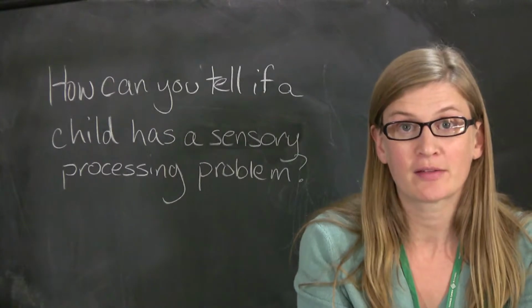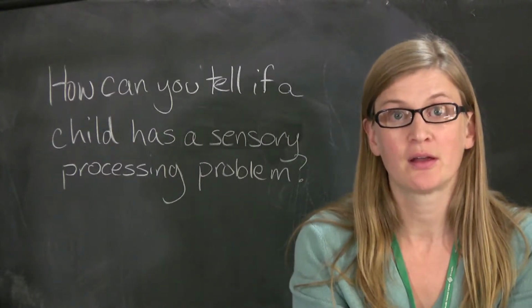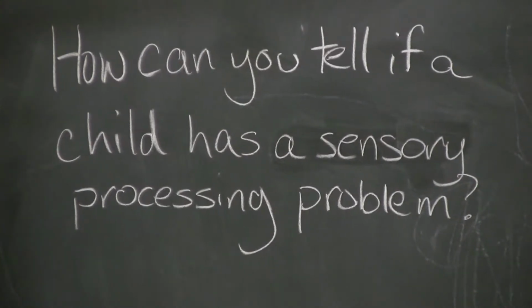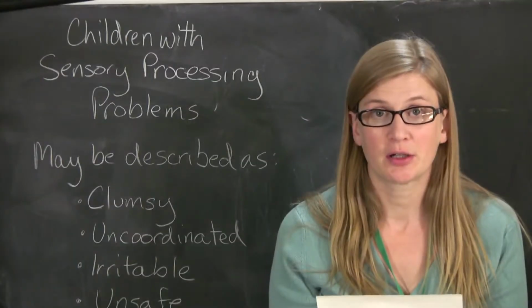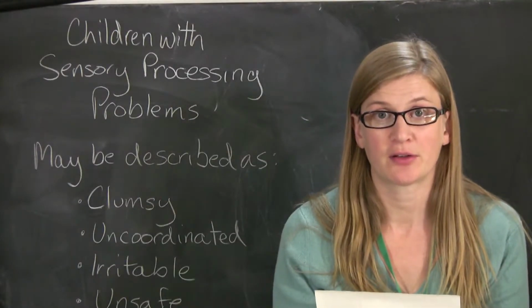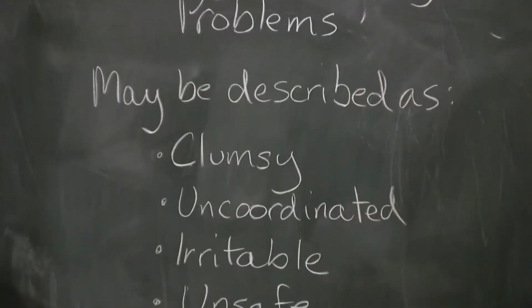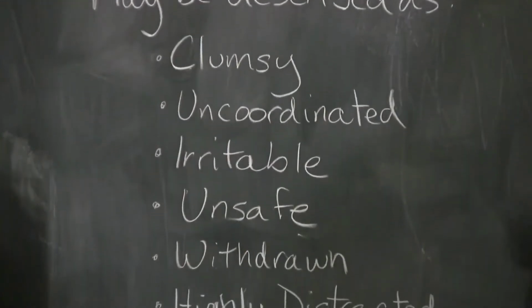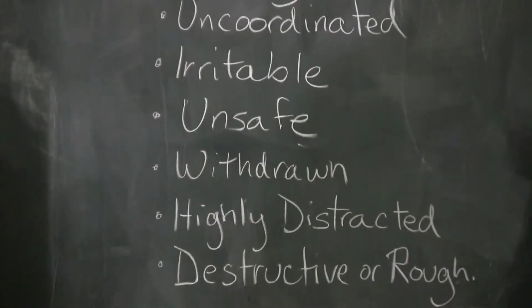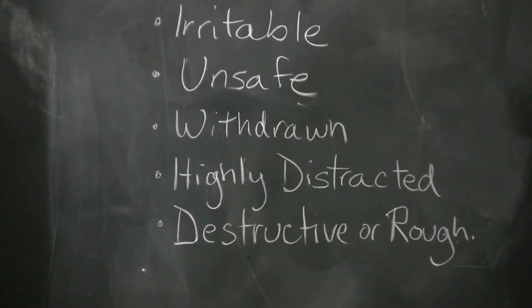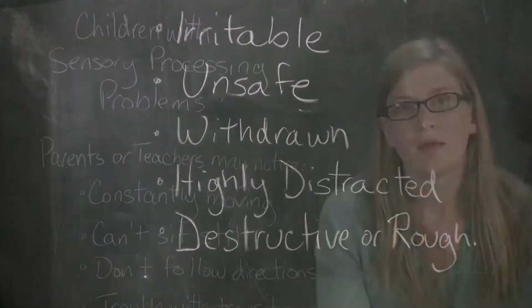Next, I'd like to address a few frequently asked questions. The first is, how can you tell if a child has sensory processing challenges or problems? Many children with sensory processing challenges may be described as one or more of the following: clumsy, uncoordinated, irritable, unsafe, withdrawn, highly distracted, and destructive or rough on people and objects.